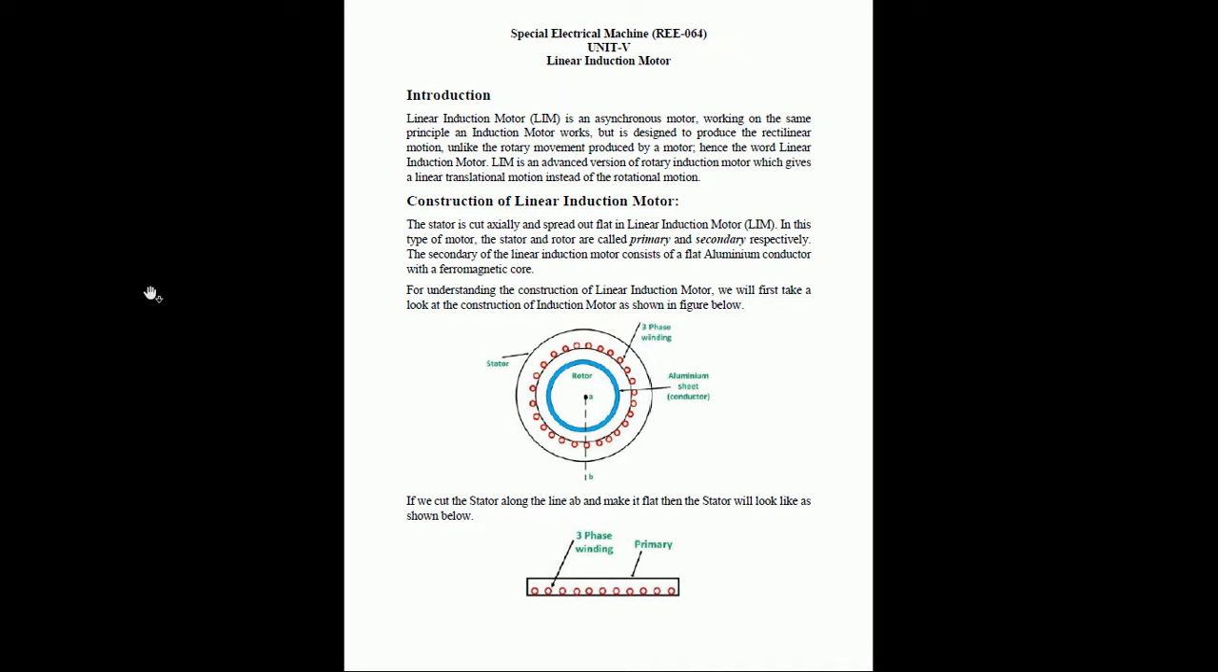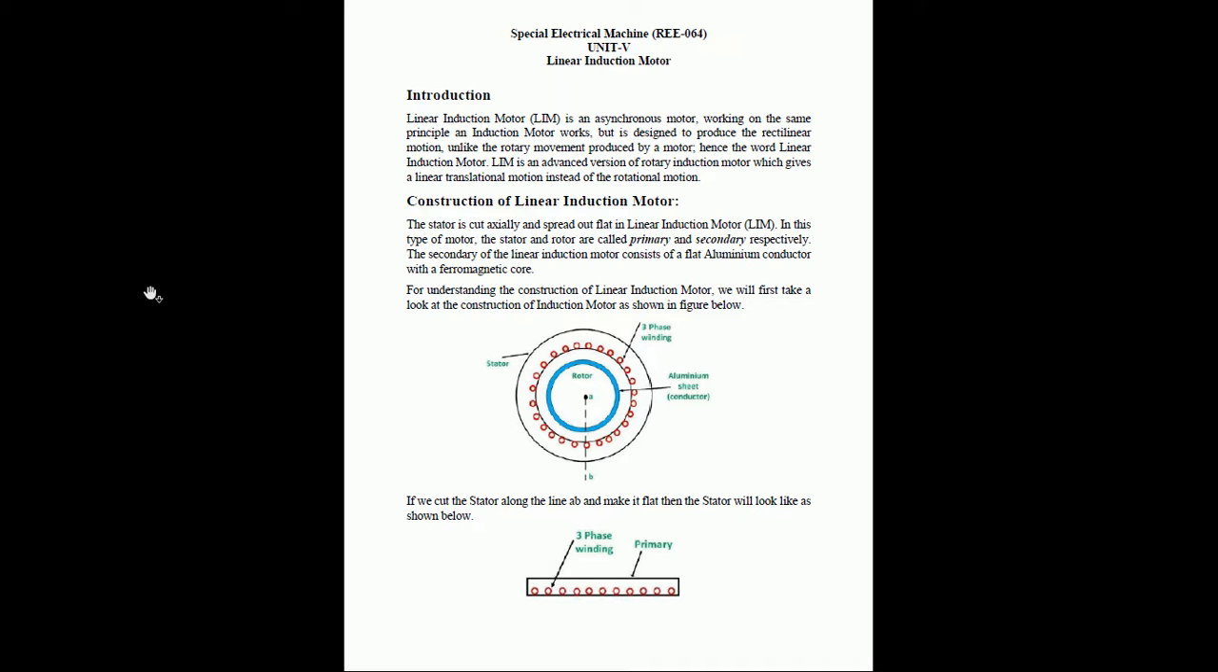Today's lecture is based on the linear induction motor, one of the topics of Special Electrical Machines, Unit 5. The linear induction motor, known as LIM, is an asynchronous motor working on the same principle as an induction motor, but is designed to produce rectilinear motion unlike the rotary movement produced by a rotary motor. Hence, the LIM is an advanced version of the rotary induction motor which gives linear translational motion instead of rotational motion.